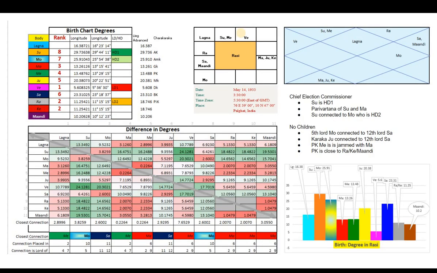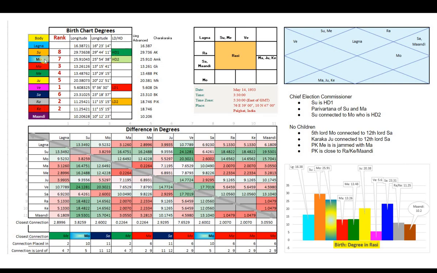This is the chart of our ex-Chief Election Commissioner T.N. Seshan. See, when you see Surya, Surya is in fact the ST1, the highest in degree. So he was the Chief Election Commissioner, the topmost post. He was a bureaucrat of the highest order. So we know about it.